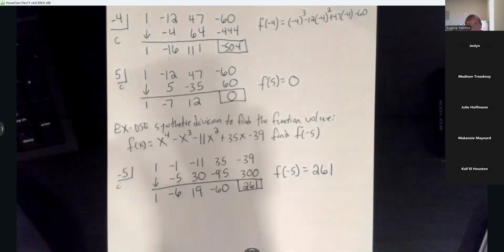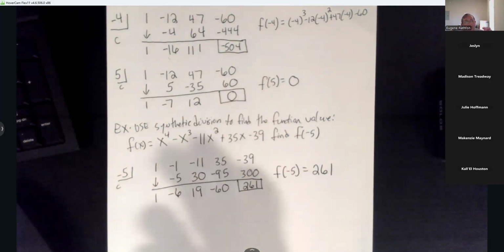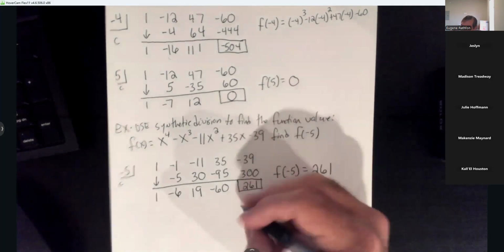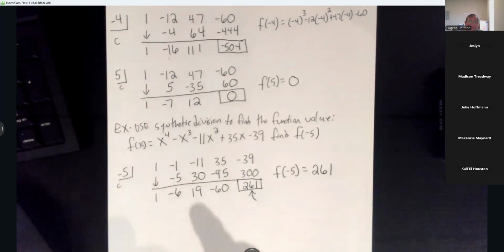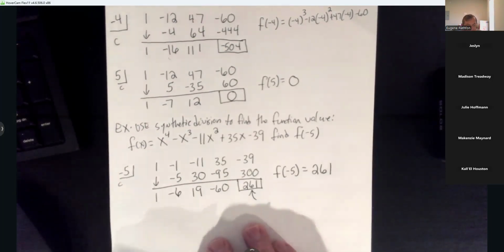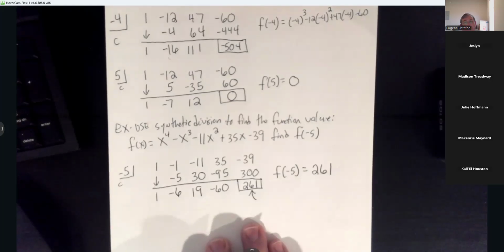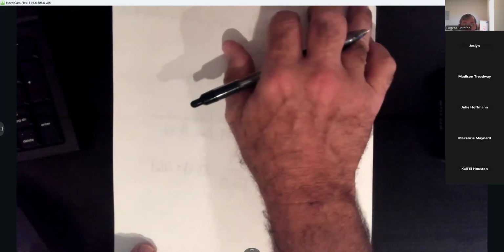All right, y'all. So those are examples of using synthetic division to find function values. We're only looking for our remainders on those, okay? So now what we're going to do is use synthetic division to determine if numbers are zeros of a polynomial. And remember, zeros of a polynomial are the solutions you would get by setting it equal to 0, okay?